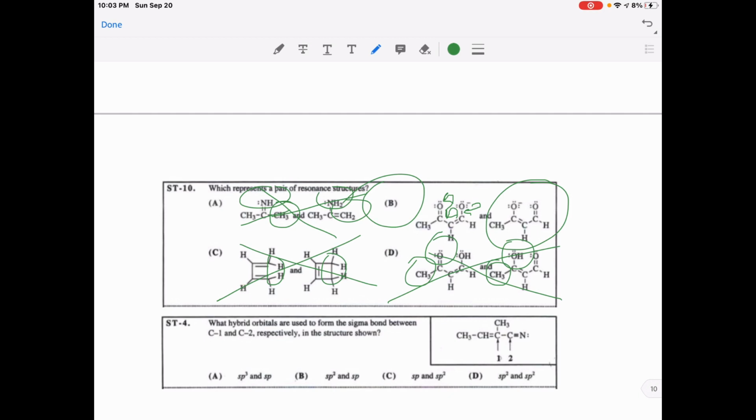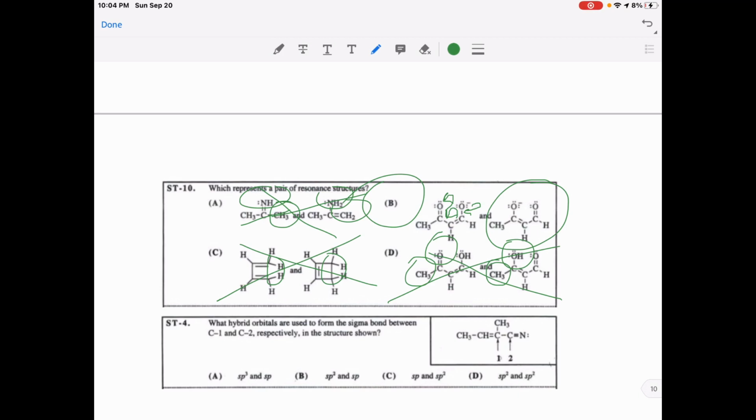For the very last problem, we are just asked to determine what hybrid orbitals are used to form the sigma bond right here. And this is actually a similar problem that we had actually seen in the old exam.